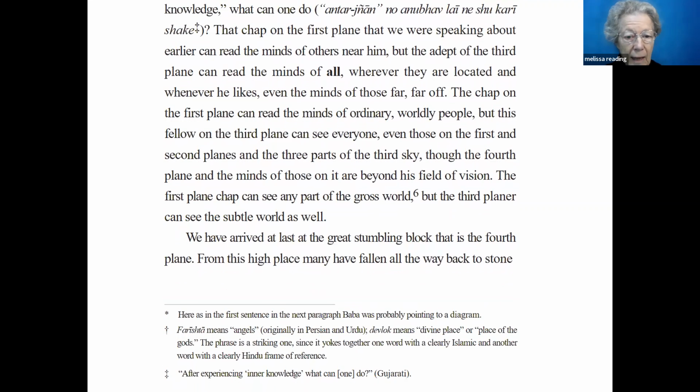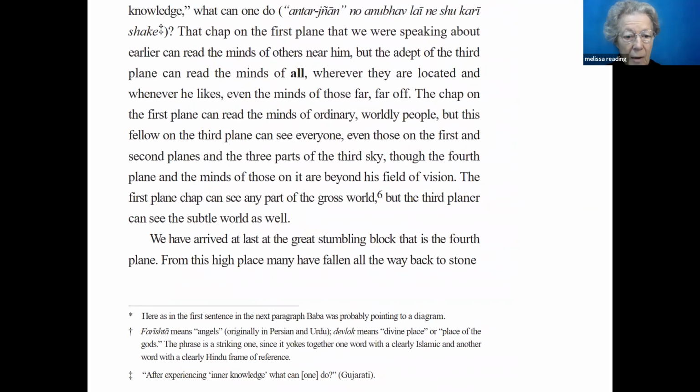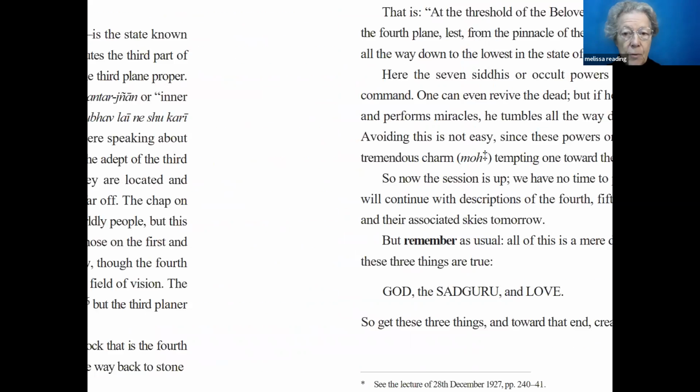We have arrived at last at the great stumbling block that is the fourth plane. From this high plane, many have fallen all the way back to stone.